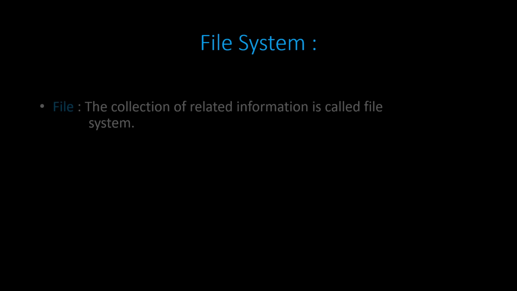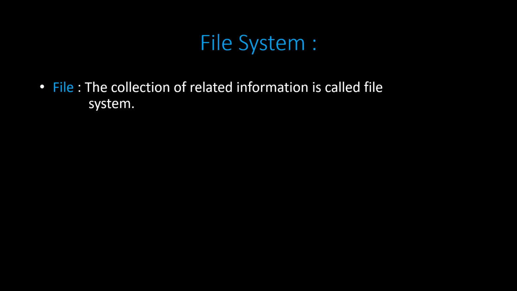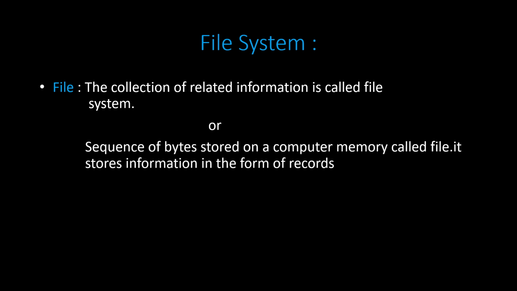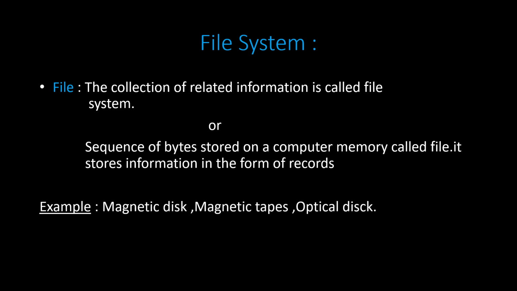Let's define the word file. A collection of information is called a file. We also have another definition for the file. The sequence of bytes stored on a computer memory is called a file. It stores the information in the form of records. For example, magnetic disk, magnetic tapes, and optical disks.